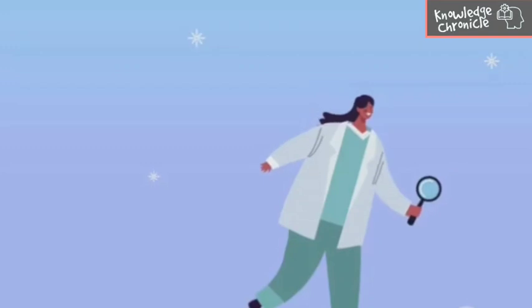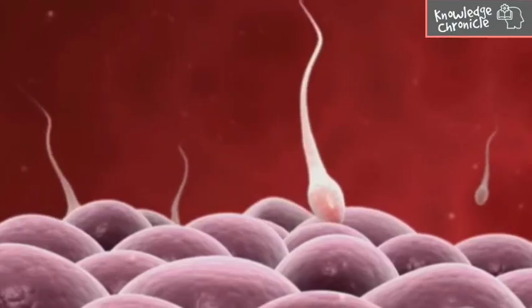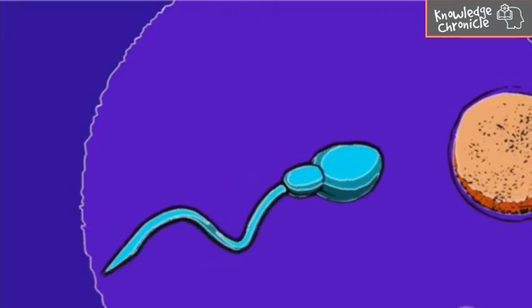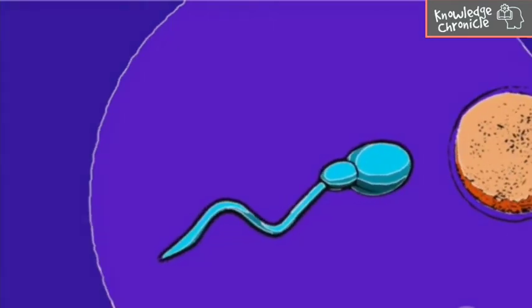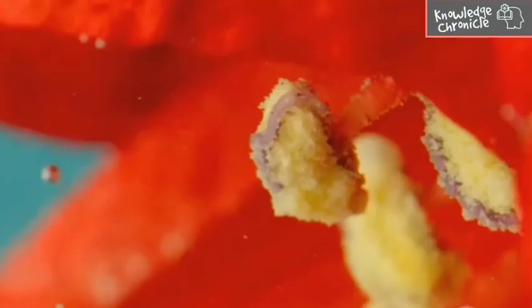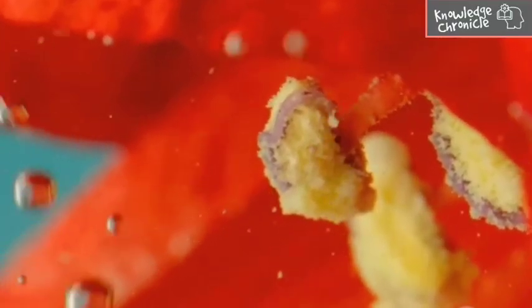1. Gametogenesis. Gametogenesis is the process of forming gametes. In males, it's called spermatogenesis, producing sperm, and in females, it's oogenesis, producing eggs. Example: in humans, spermatogenesis occurs in the testes, while oogenesis happens in the ovaries. In flowering plants, pollen grains contain male gametes, and ovules house female gametes.